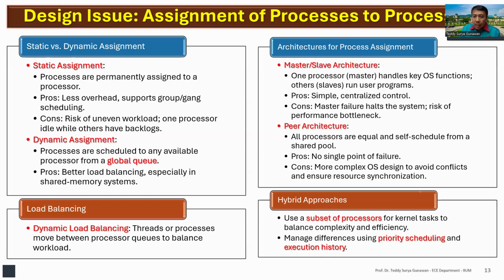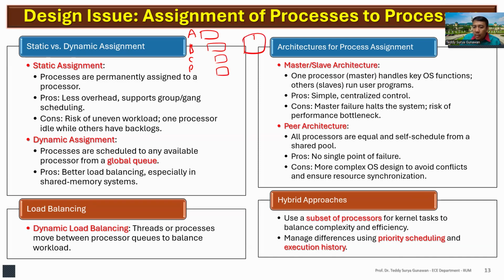Now, the first design issue, assignment of processes to processors. Remember, a process is the program that you run. You have processes A, B, C, D, for example, all arriving differently, and this is the core. So you want to assign the processes to processors. We can do static assignment. As the name implies, static means it will be fixed. Processes are permanently assigned to a processor. Static means A goes to 1 and it will stick to 1 until finished. Does it matter?